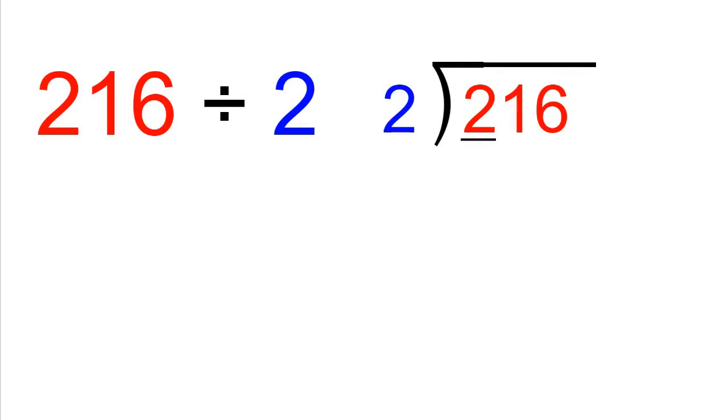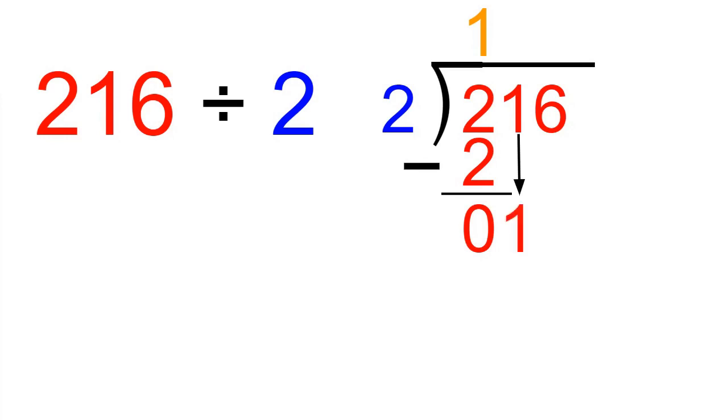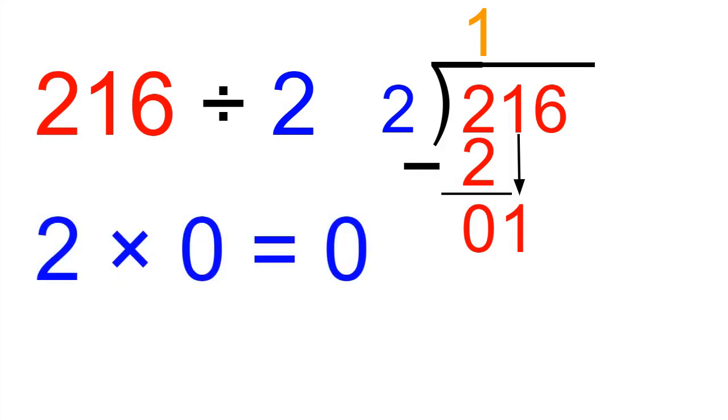So we simply find a number that can get us as close as possible to 2, and that number is 1, because 2 times 1 is equal to 2, which is exactly 2. So we simply subtract this, so 2 subtracted by 2, and this gives us 0. Now we bring down the 1, which gives us 1. Now as we can see, 1 is less than 2, which means the number that is closest to 1 is going to be 0. Because if we did 2 times 0, we get 0.